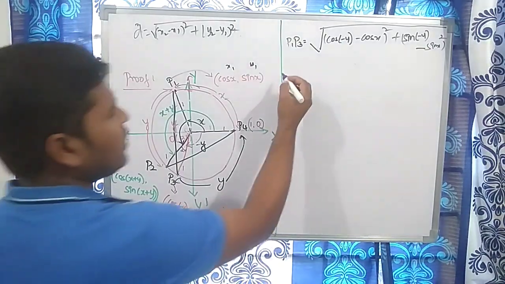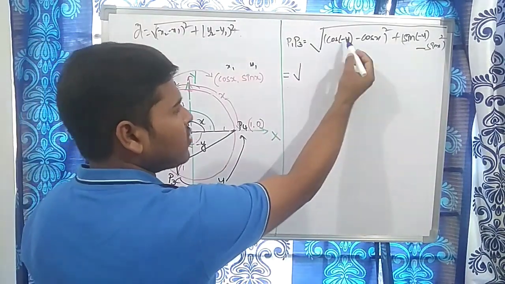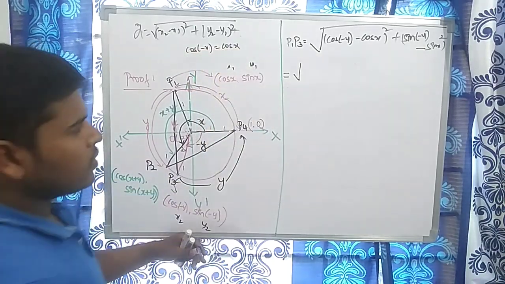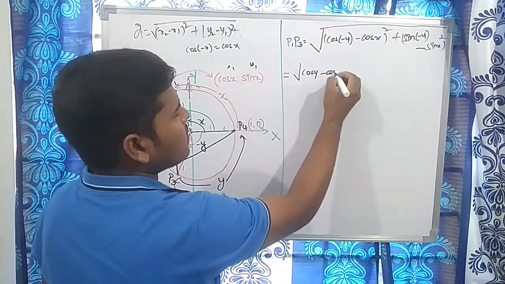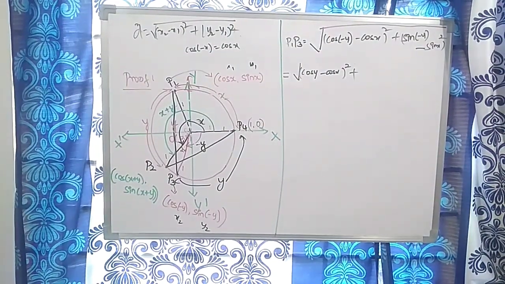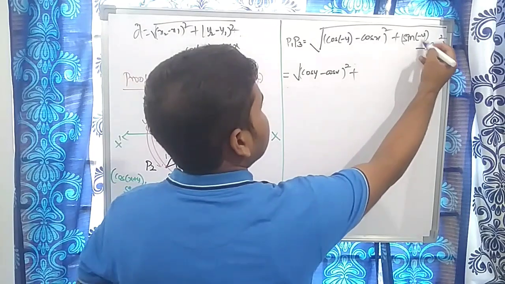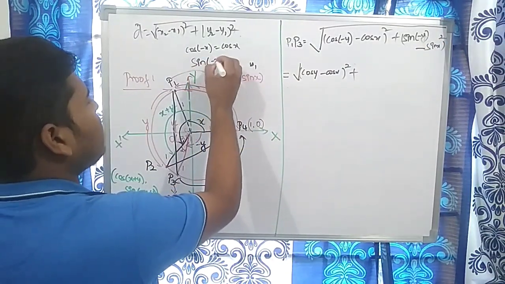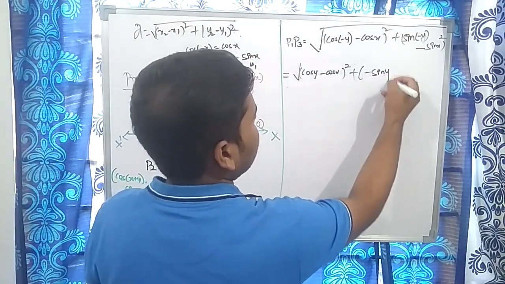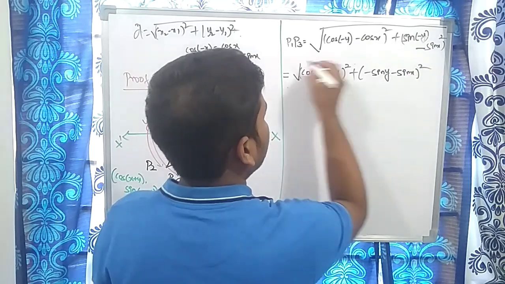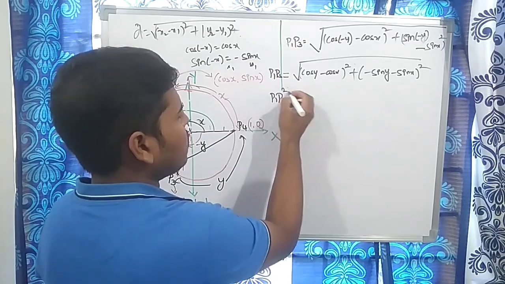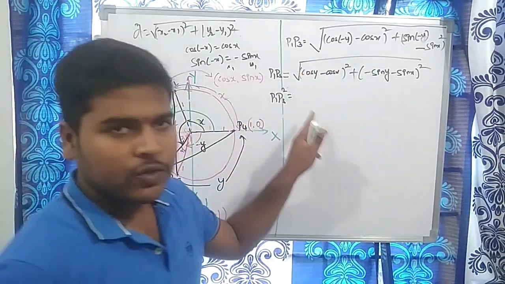Next step, that is equal to square root of cos of minus y. We can write cos of minus y is equal to cos y, an even function. So cos y minus cos x whole square plus, next, sin of minus y. We have a property, sin of minus y is minus sin y, so minus sin y minus sin x whole square. Here P1 P3 is there. Apply square on both sides, that is P1 P3 whole square is equal to the inside term, as the square root gets cancelled.